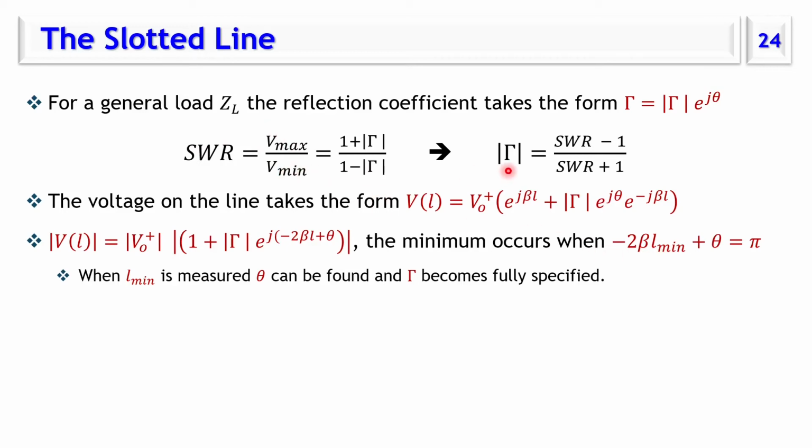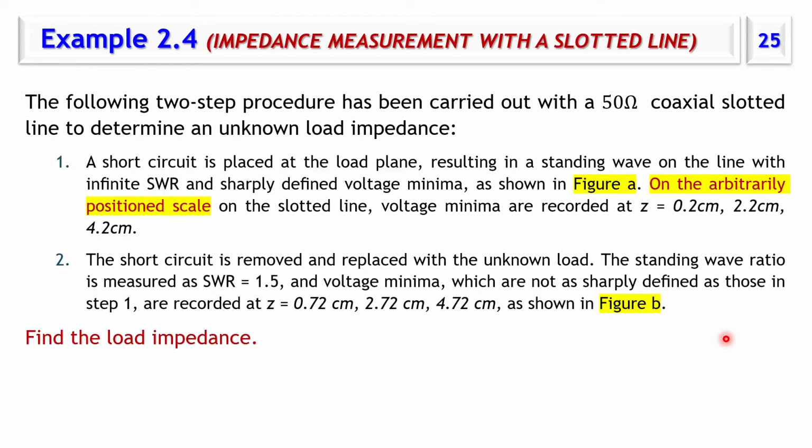From Vmax and Vmin, we can find the magnitude of gamma. From Lmin, we can find the angle theta. So we have gamma as a complex number. From the Smith chart or by calculation, we can find Z load. So let us apply this concept on this example here.